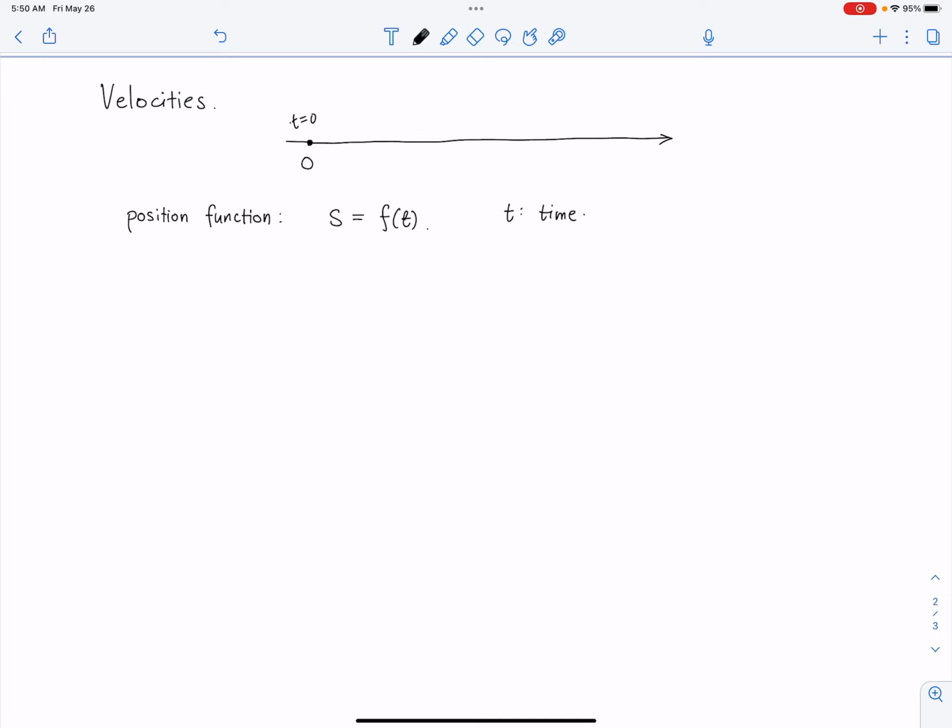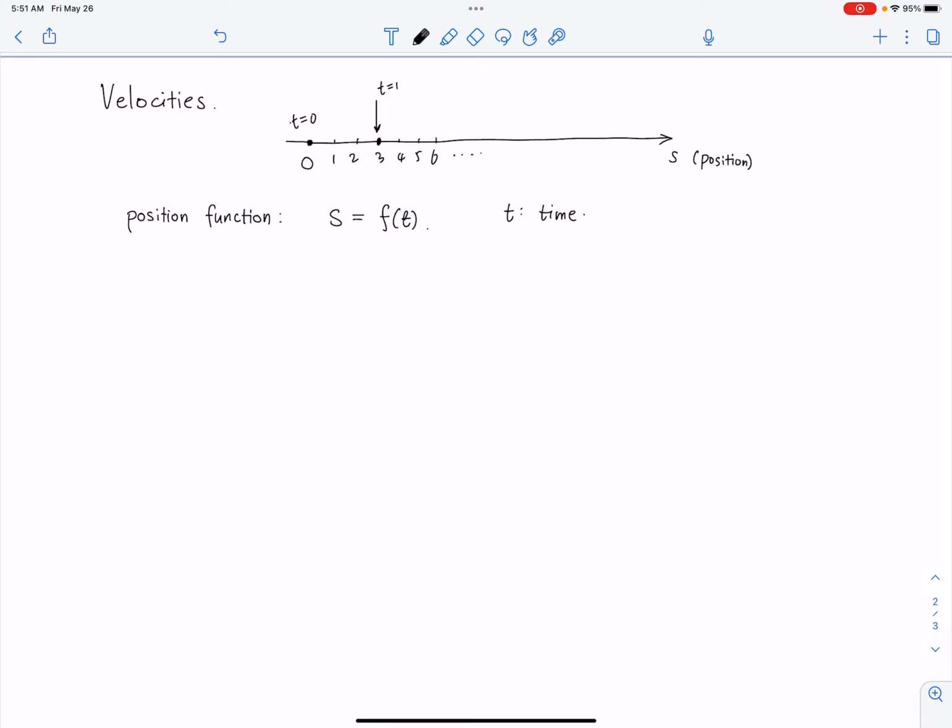After say 1 second, you're 3 feet from the starting point. So this is 1, 2, 3, 4, 5, 6, and so on. So when t equals 1, you are here. So you're here when t equals 1. This number line represents the position. So this is just the road position.